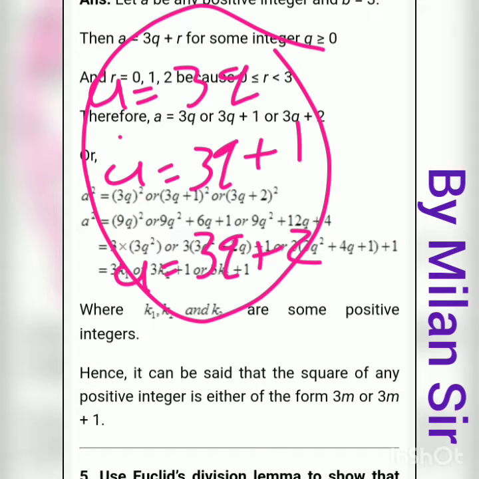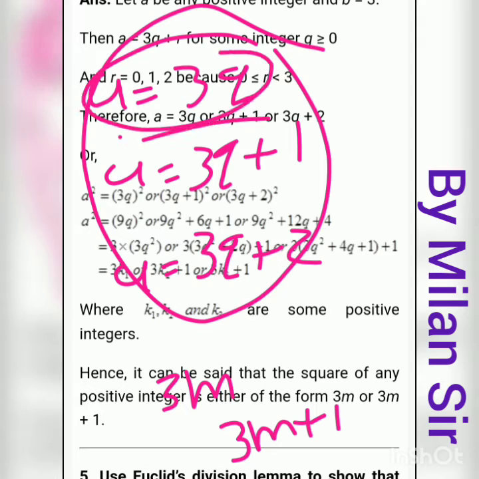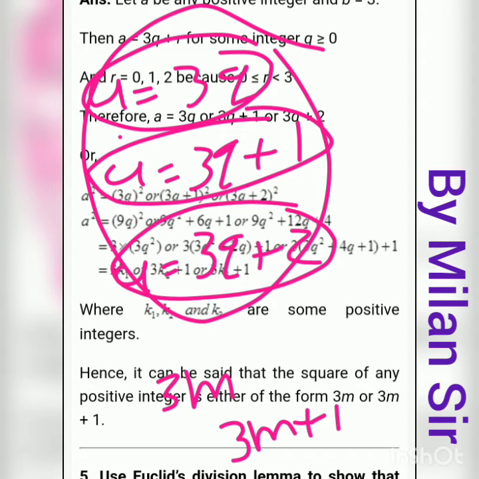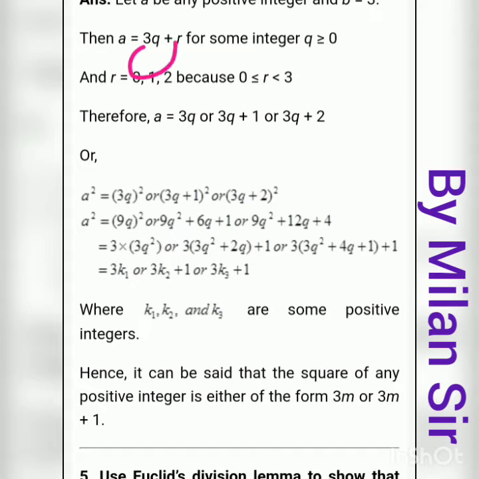Now we need to convert these 3 possibilities into the form of 3m or 3m plus 1, but for the square of this number. We need to take the square and convert it into this form, 3m or 3m plus 1. So let's start with the first possibility, a is equal to 3q.